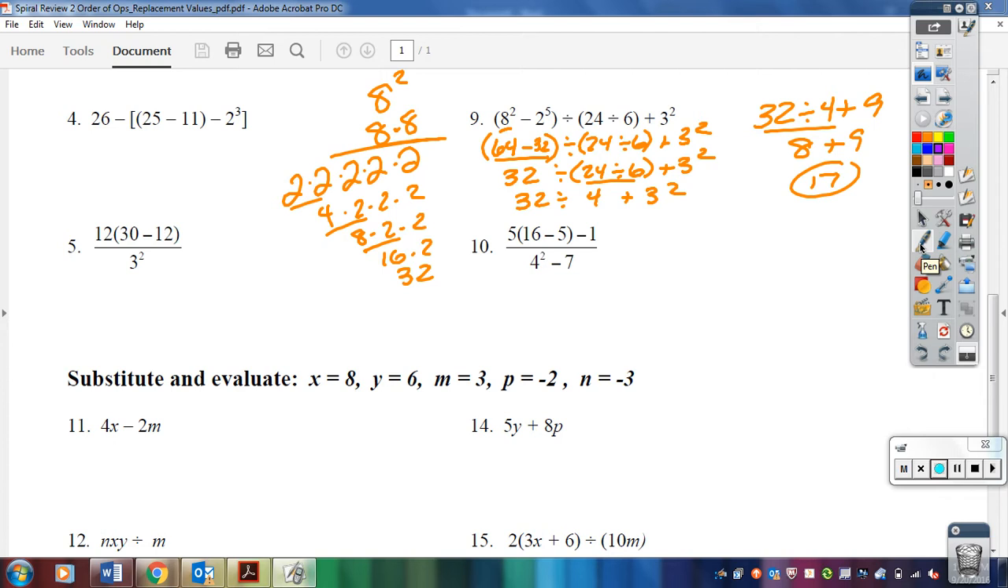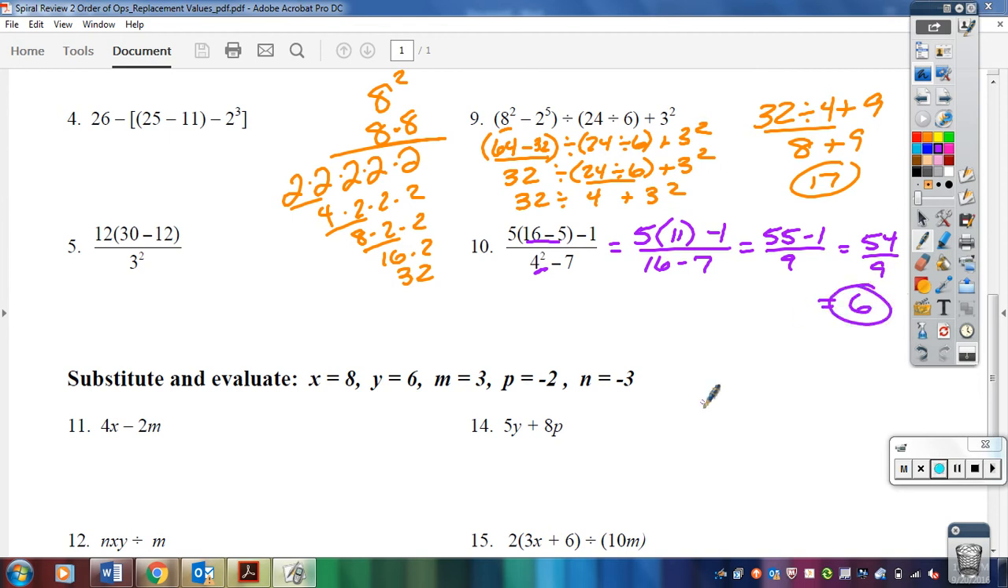Number 10, up top there's parentheses inside parentheses because technically there's parentheses up top. 60 minus 5 comes first. 5 times 60 minus 5 is 11 minus 1, which is 55 minus 1, or 54. The bottom, 4 squared is 16 minus 7, which is 9. And then we have 54 divided by 9, which is 6. Circle your answer.